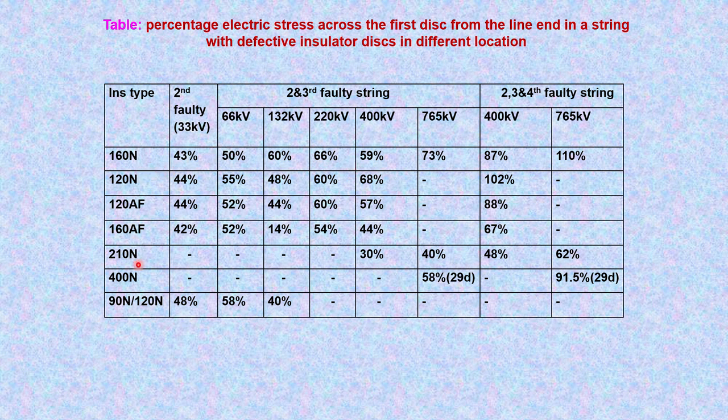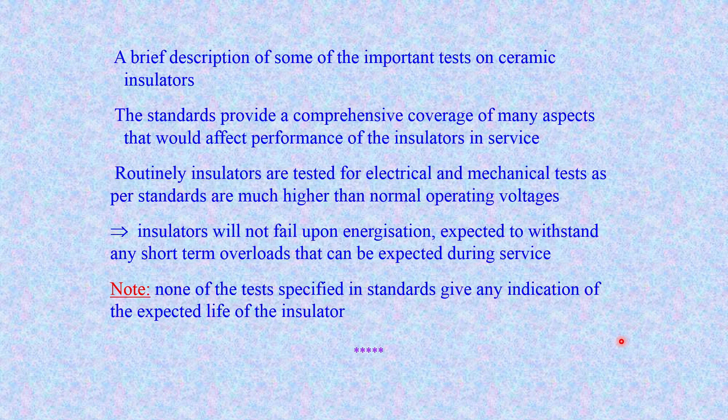So, for various insulator discs which are manufactured in the country, we have tried to estimate the electric stress which could shoot up. It is a very important criterion, as it gives an idea of how fast the changes have to be made in case the failure or the fault locations of that insulator string happen. So, this was a brief about some of the important tests, particularly on ceramic insulators.